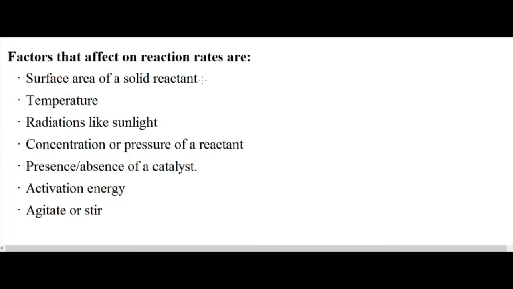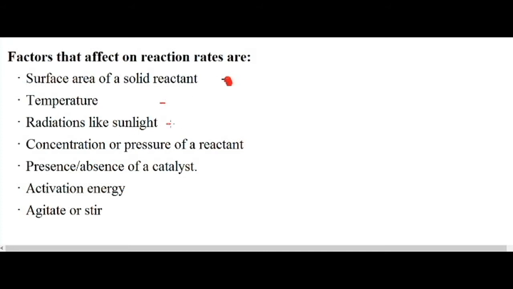The first factor we call surface area. Now think about how surface area affects the chemical reaction. If you want to make tea, think about adding sugar in powder form or sugar in crystal form. Which one takes the shortest time to dissolve? It is the powder form. That's how surface area affects the chemical reaction.